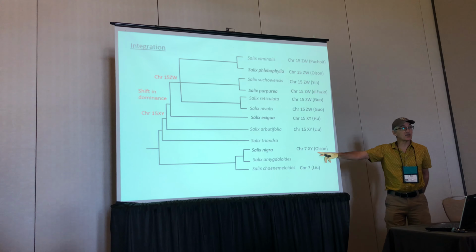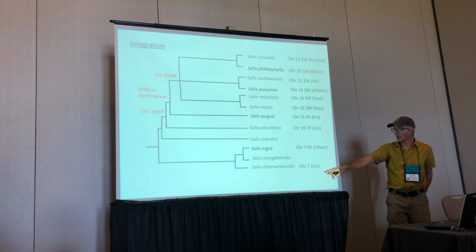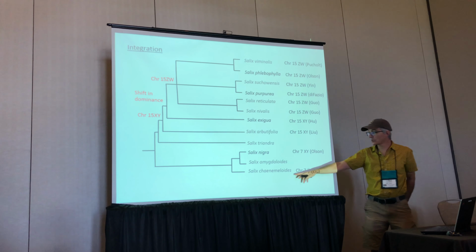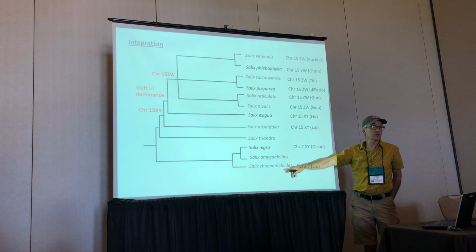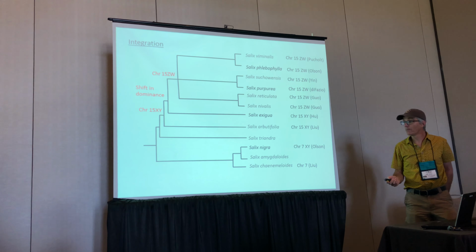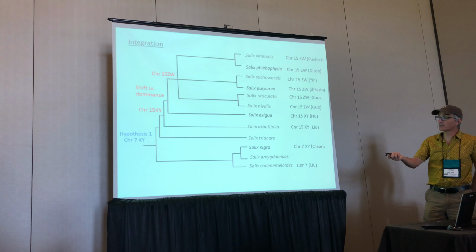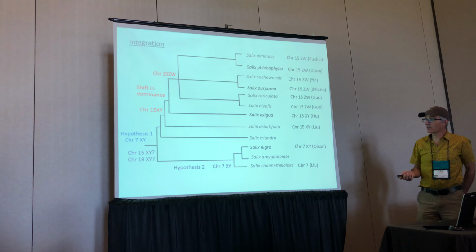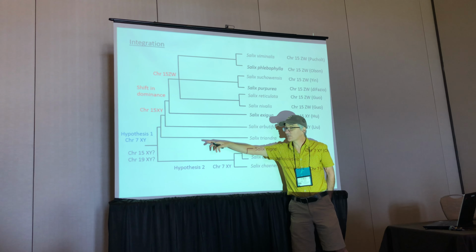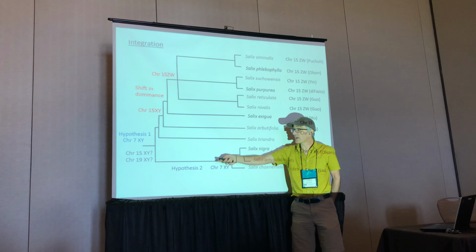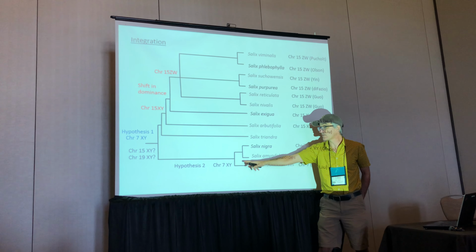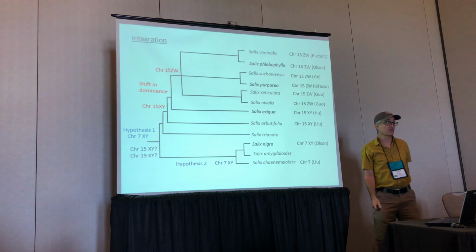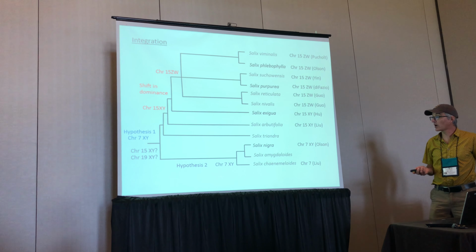Then moving on to Salix nigra, this is a chromosome 7 XY system. Also, our colleagues at Sichuan University have mapped the sex determination region in Salix caesia to be chromosome 7 and also an XY system. So one hypothesis is that the ancestral sex determination region is chromosome 7 XY. The other possibility is that there was a different chromosome that was a sex chromosome in the ancestor, and somewhere along this lineage it shifted to be chromosome 7 XY. And we're mapping another species right now to see if that will help to resolve this problem.